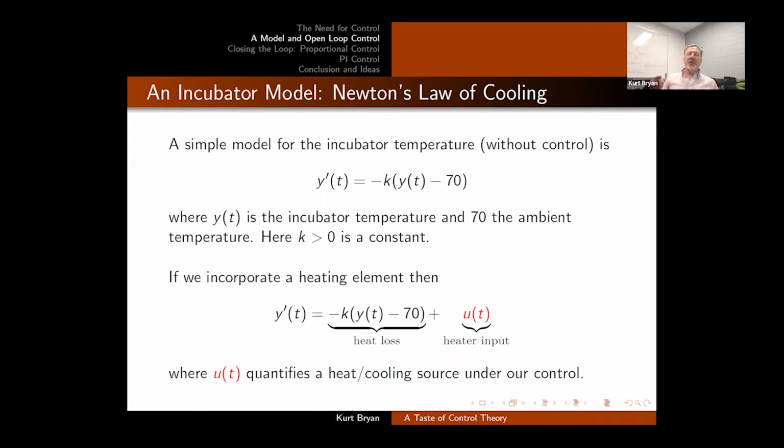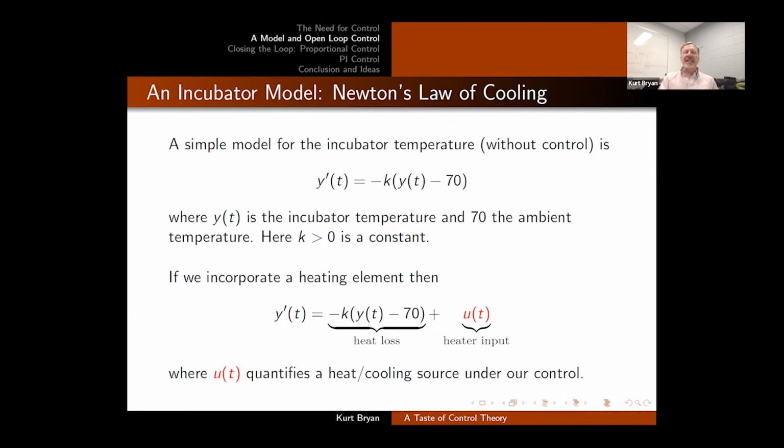u(t) is a function such that if it's 0, the heating element is off. If it's positive, the heating element is on. It's actively pumping heat energy into the incubator. If u(t) is less than 0, it's actively cooling the thing. So our task is to choose u(t) so that the incubator stays at 80 degrees.